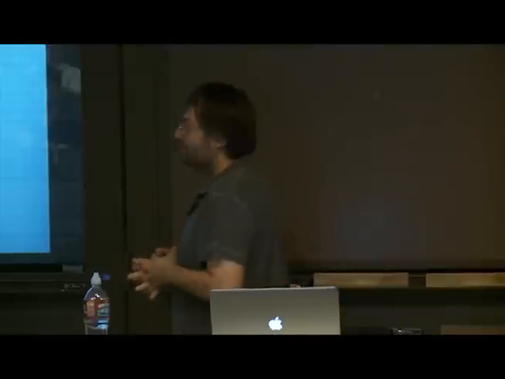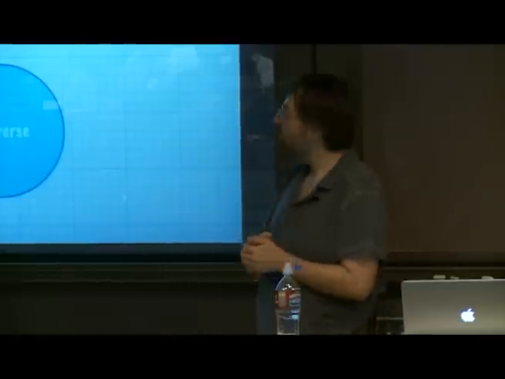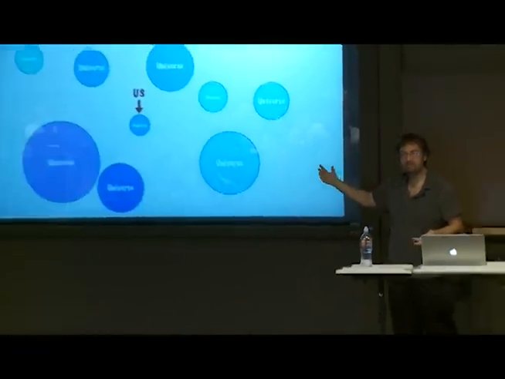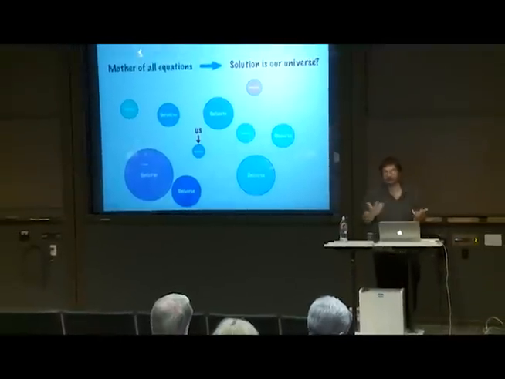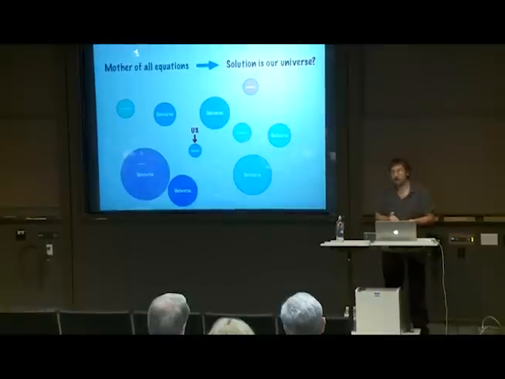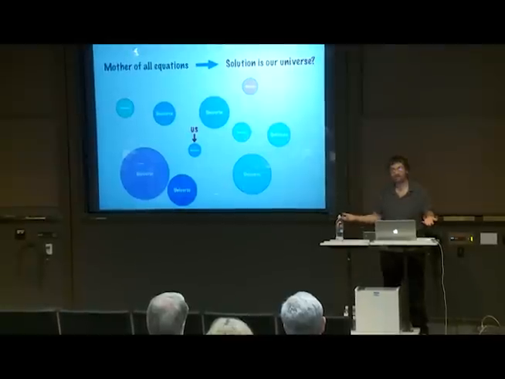You have the mother of all equations. It can generate a solution that looks like the world, potentially like the world we see with the correct density of dark energy, et cetera. But which one is it? Which one of the infinitely many solutions do we find as our universe? You lose predictive power. You have no way of predicting at this point. This mother of all equations is not telling you anything.